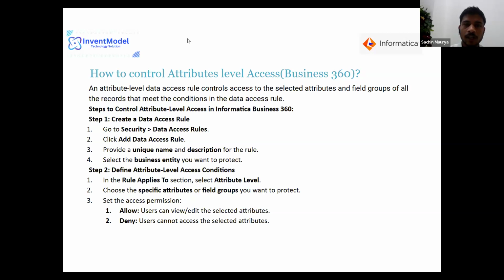Like we are choosing the country, and if the country is equal to USA, then we can access. After that, we set some access permission, where we can allow or deny access. In allow, the user can view the data, edit the data, or delete the selected attribute. In deny, the user cannot access the selected attribute.